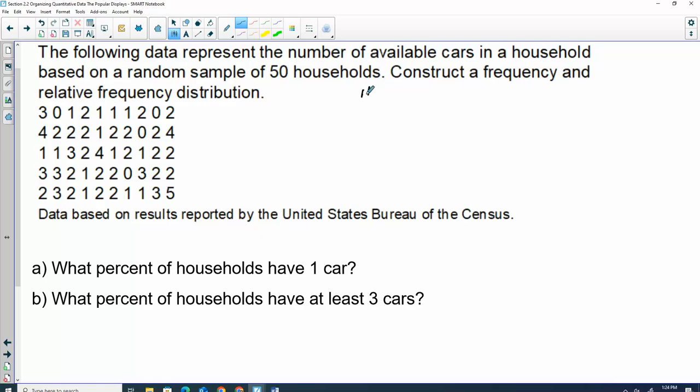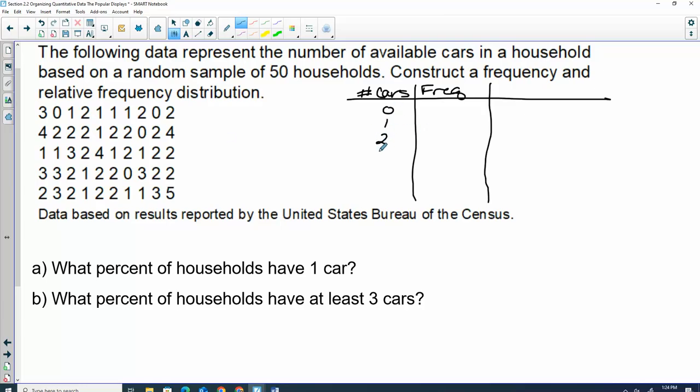So here I'm counting number of cars, and we're going to list the frequency, how many times we got that. Okay, my different car outcomes, it looks like we have 0 through 5. All right, so now how many times do we get 0 cars? 4. Okay, how many times do we have 1 car?